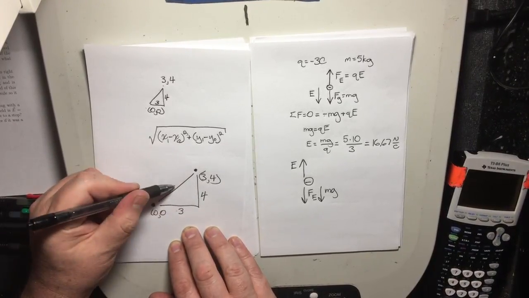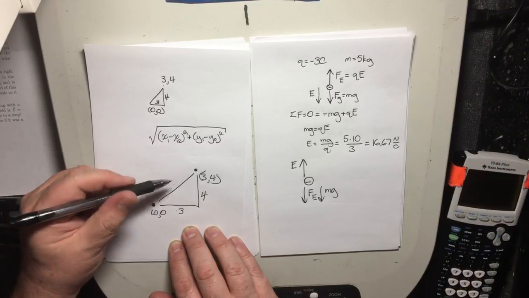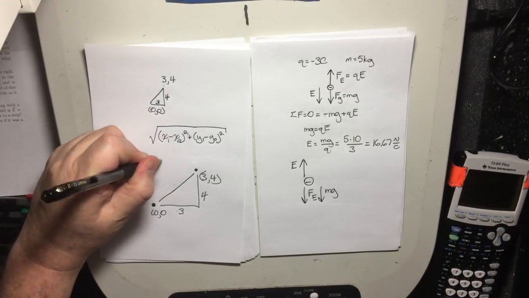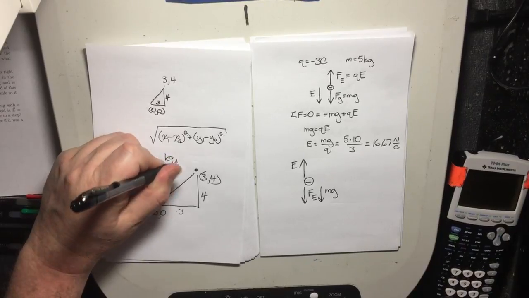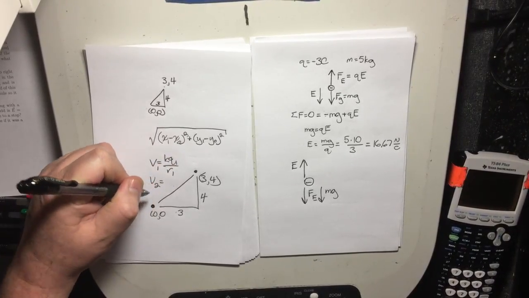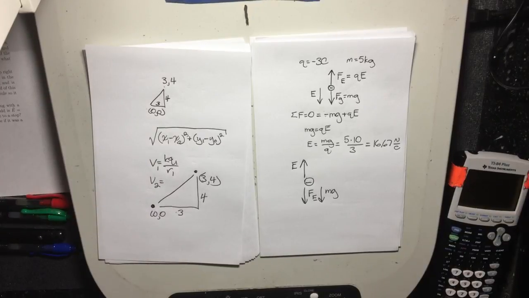X squared plus y squared, yeah, but Pythagorean. What are we looking for? You take that r and you put it in the potential, k q1 over r1. Yeah, so you have to solve for r1 and r2. Correct? Yeah. You get r1 and r2 and you plug those in.